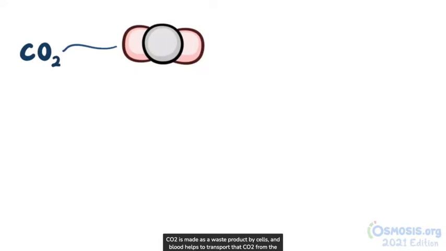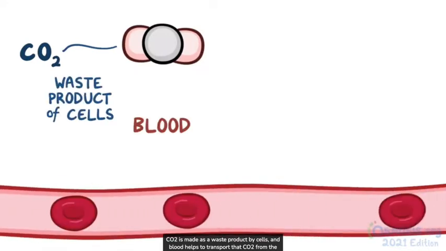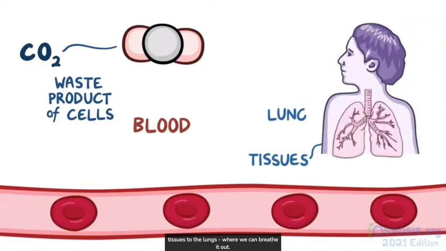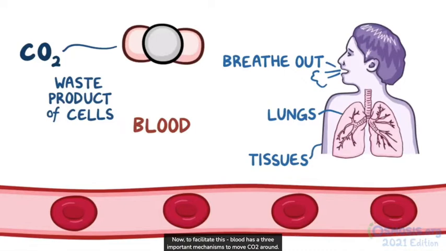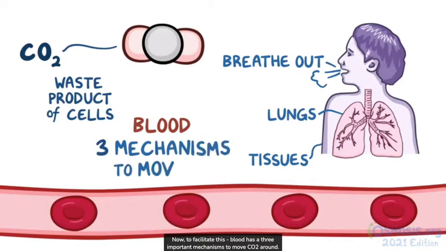Carbon dioxide is made as a waste product by cells, and blood helps to transport that carbon dioxide from the tissues to the lungs, where we can breathe it out. Now, to facilitate this, blood has three important mechanisms to move carbon dioxide around.